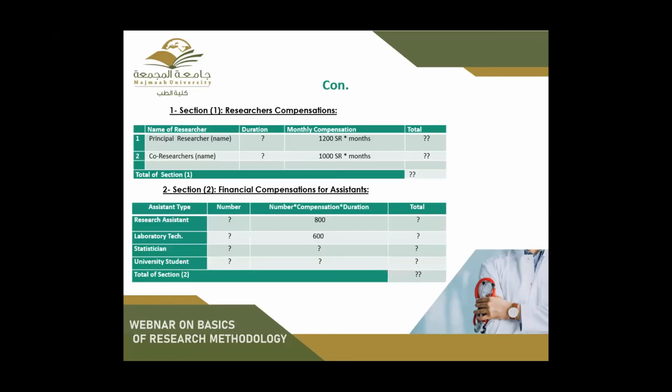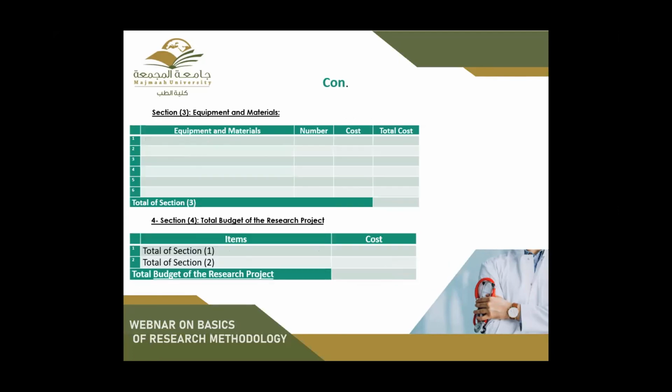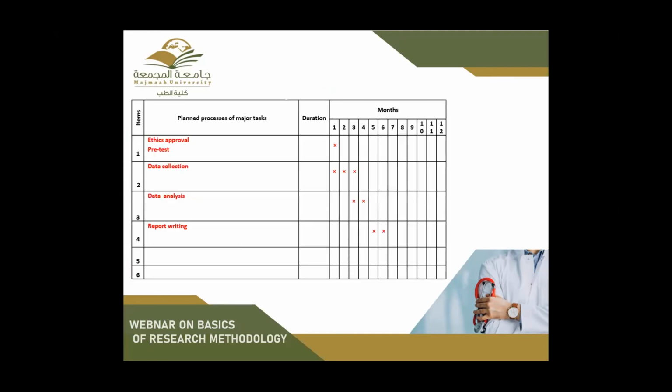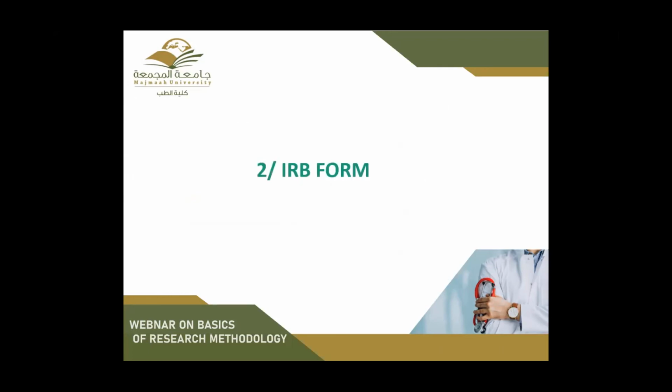When the research is funded, there is some compensation for the researchers and for the lab equipment and these things. Sometimes they are not important if you have an unfunded research. Then there is the work plan or schedule. You put all the activities you have, for example the ethics approval, the pre-testing, then data collection, then data analysis and report writing. This could be in line with the number of months you gave as the duration of your study on the first page. And we go to number 2, the IRB form, which is the ethics form itself.